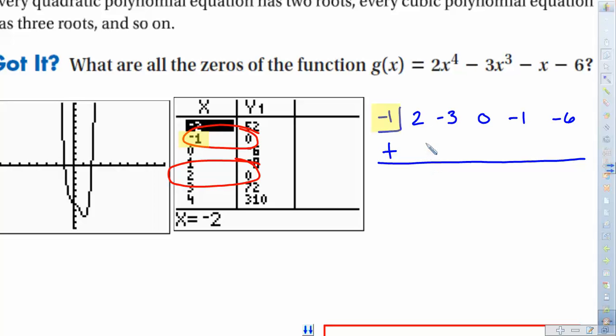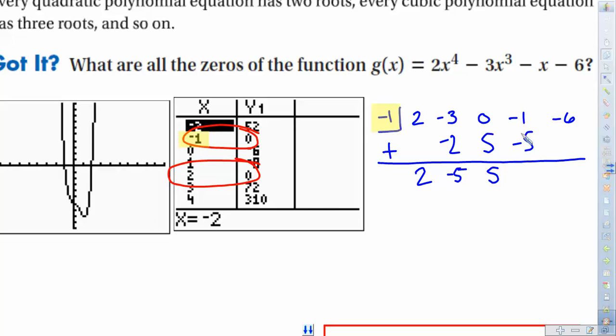Alright, time for the division. If we do this division right, we should get a remainder of 0. So we bring down that 2. Let's multiply. That makes -2. -3 plus -2 would make -5. Multiply, and negative times a negative would make a +5. 0 plus 5 would make 5. We get a -5 right there.